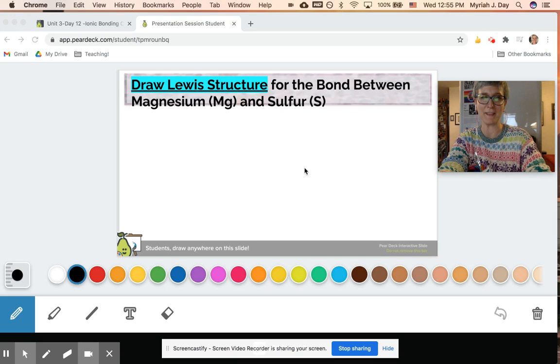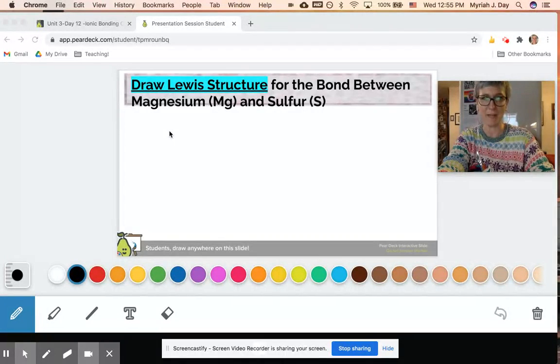Hello, students. This is your tutorial on the Unit 3, Day 12 ionic bonding pair deck. So we did this in class, but I wanted to back up some of this stuff, and since we didn't get through everything, I just want to give a little tutorial of what you should be able to see on your pair deck.